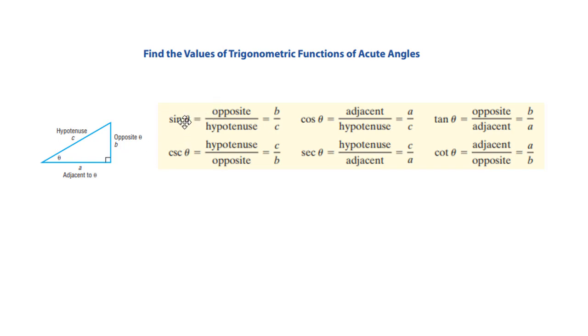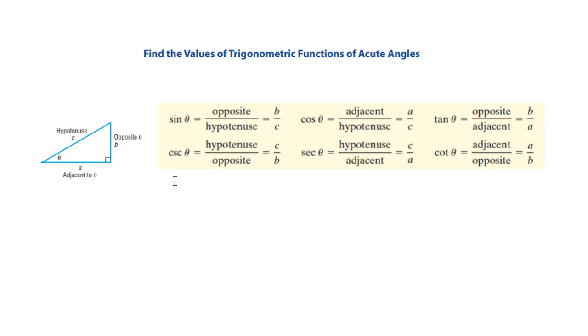As we saw before, sine of theta is opposite divided by hypotenuse, or in this case, B over C. Cosine of theta is adjacent divided by hypotenuse, or A divided by C, and tangent of theta is opposite divided by adjacent, or B divided by A.